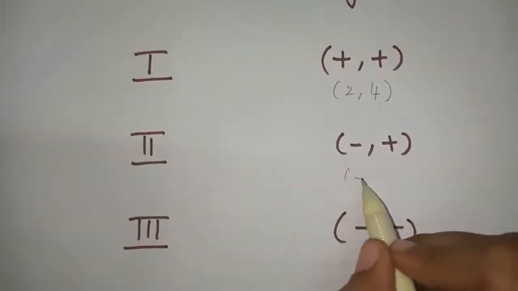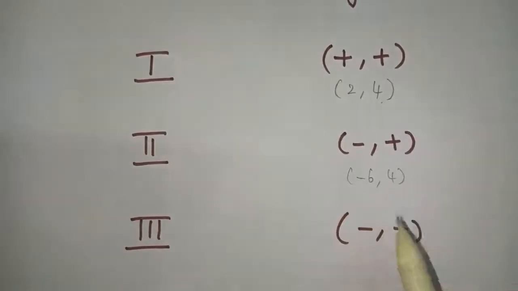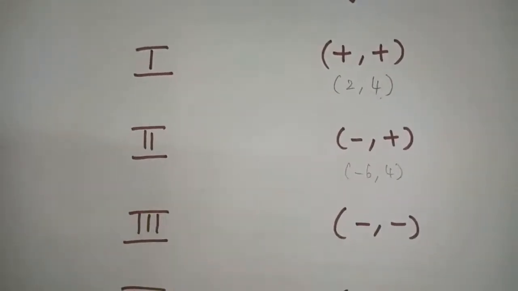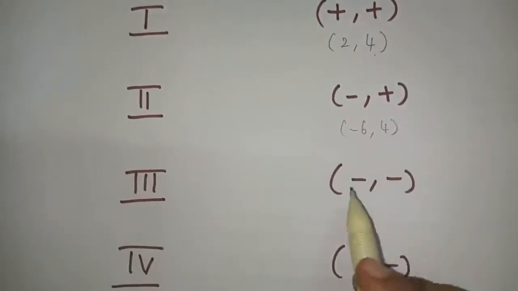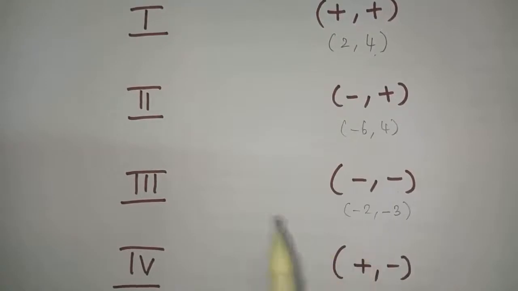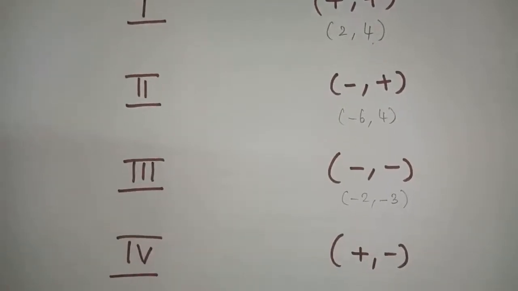For example -6, 4 இந்த மாதிரி ஒரு ordered pair கொடுத்துருந்தாங்க அப்படின்னா அதை நம்ம second quadrant-ல plot பண்ணணும். தென் both are negative. ஸோ -2, -3. ஸோ இந்த மாதிரி ஒரு ordered pair கொடுத்தாங்கன்னா அதை third quadrant-ல நம்ம plot பண்ணுவோம்.